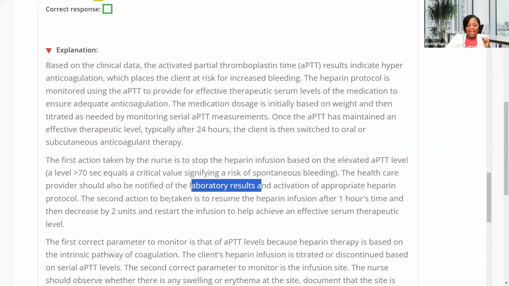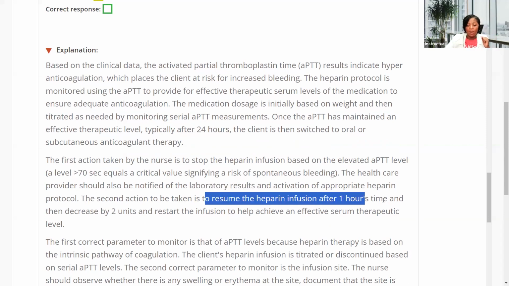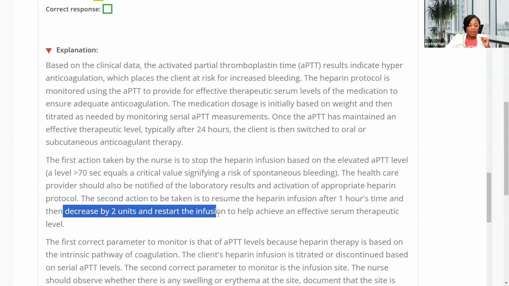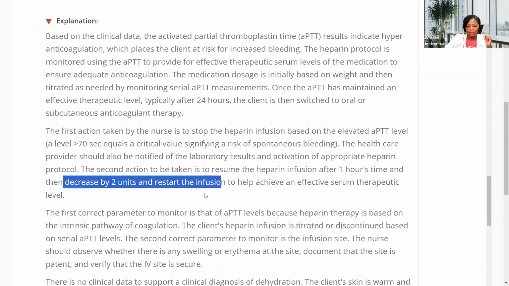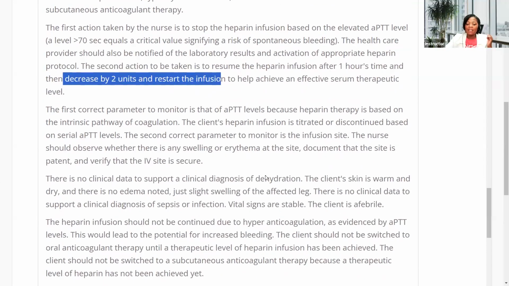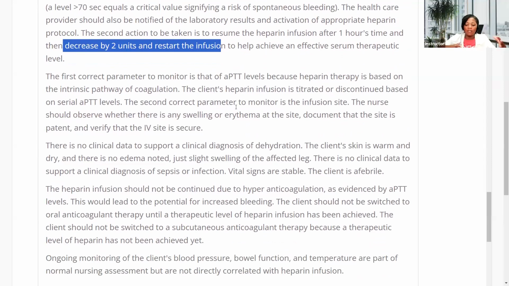So in this case, the second action to be taken would be to resume the heparin after 1 hour and then decrease it by 2 units and restart it. Okay. So that's part of the protocol. We hold off 1 hour, and when we go back to resume the heparin, it's decreased by 2 units. All right. So again, that is the gist of the summary of that.